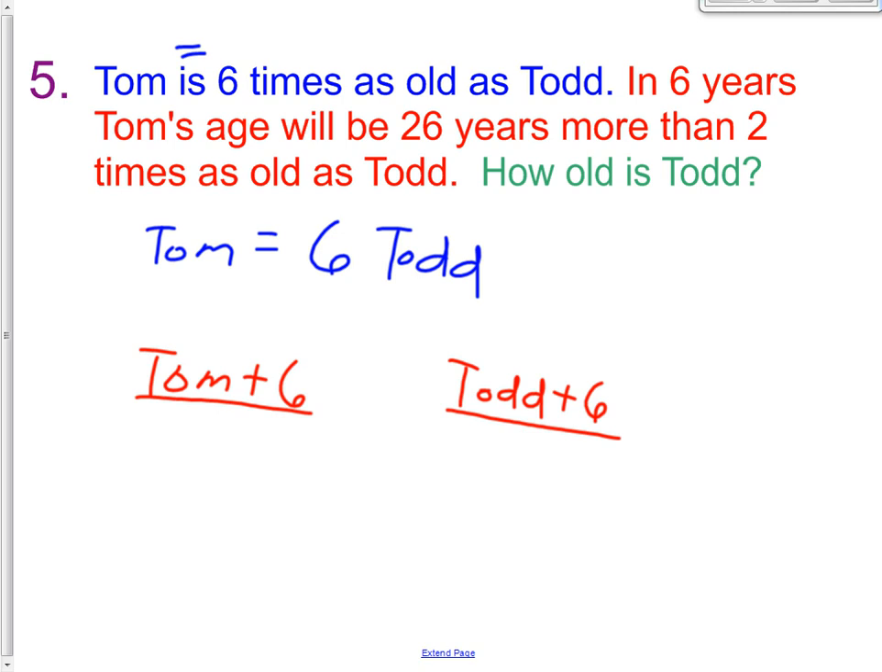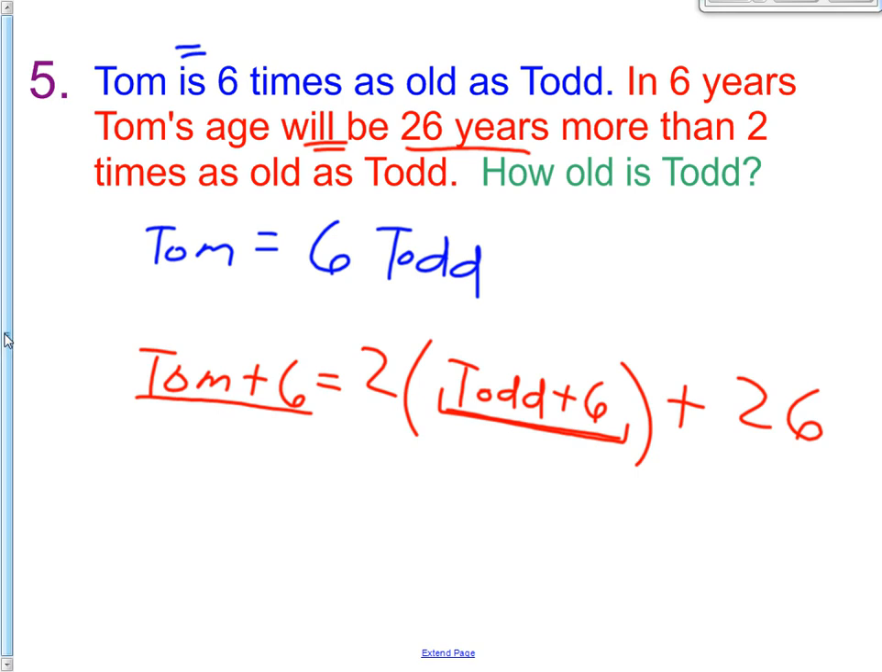So Tom's age will be, meaning equals, 26 more than 2 times as old as Todd. Well, here's Todd's age, so 2 times Todd's age is like that, and then it's 26 more than that. So add 26 here at the end. It's 26 more than 2 times Todd. Okay, so hopefully those two make sense to you. Now you simply solve the equation.